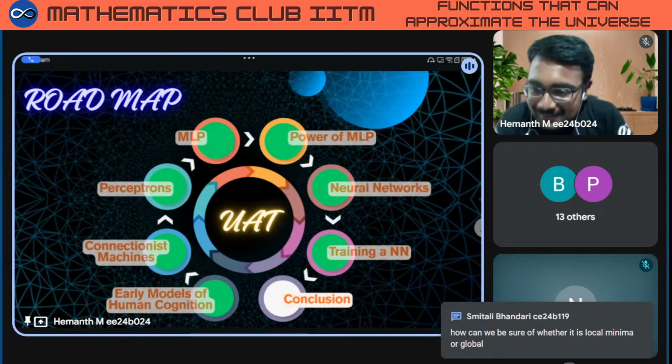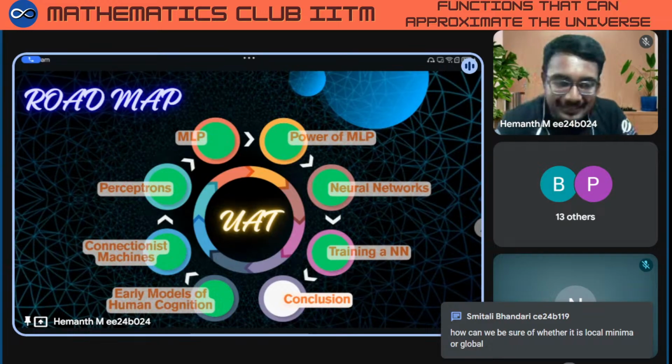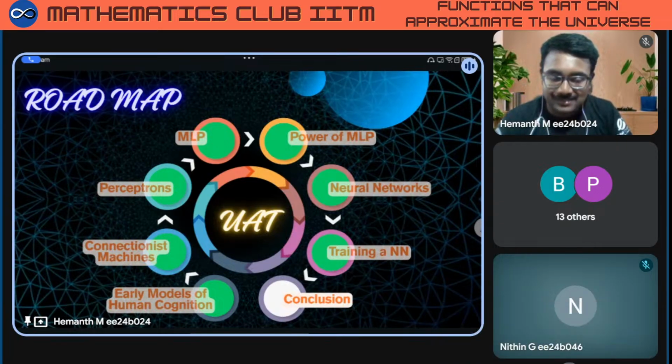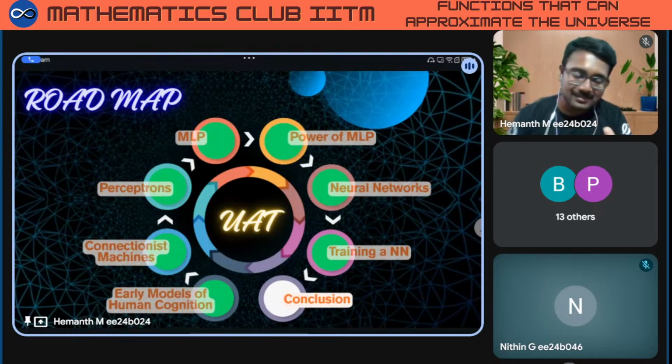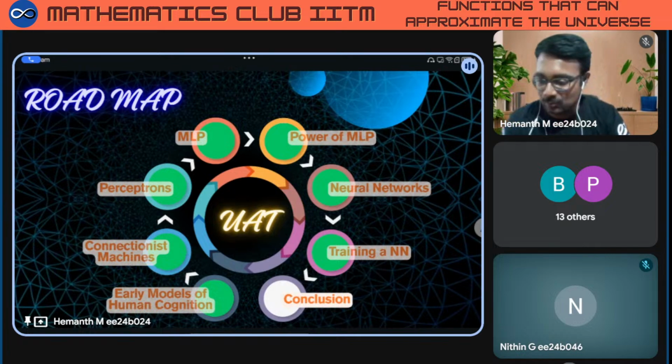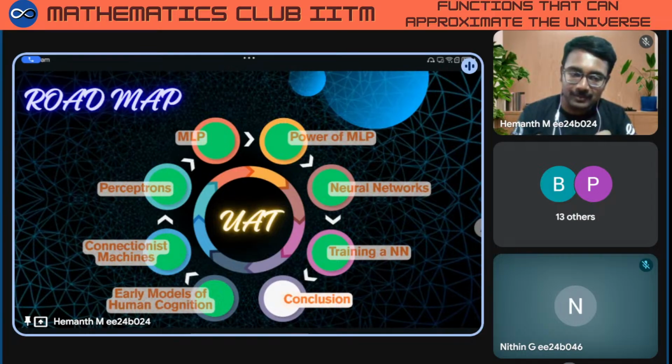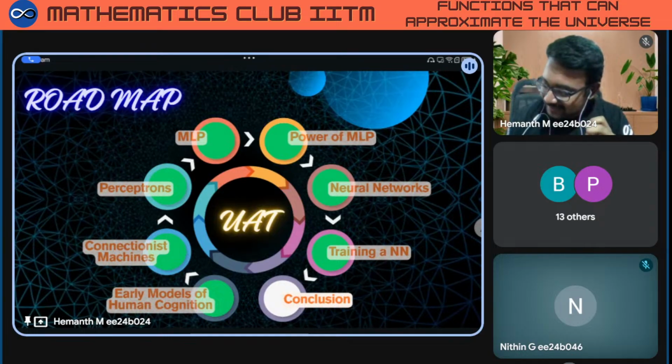How can we be sure whether it's local minima or global? That depends on the nature of your loss function, because generally in case of linear regression, you have this parabolic loss function, right? So there exists only one minima. In that case, if you have reached the minima, you can be sure that it is the global minima. But if you have several minima, some are local and only one is global, in that case gradient descent will take you to a local minima only, because it depends on where you start. Wait, I'll show you in the previous slide.